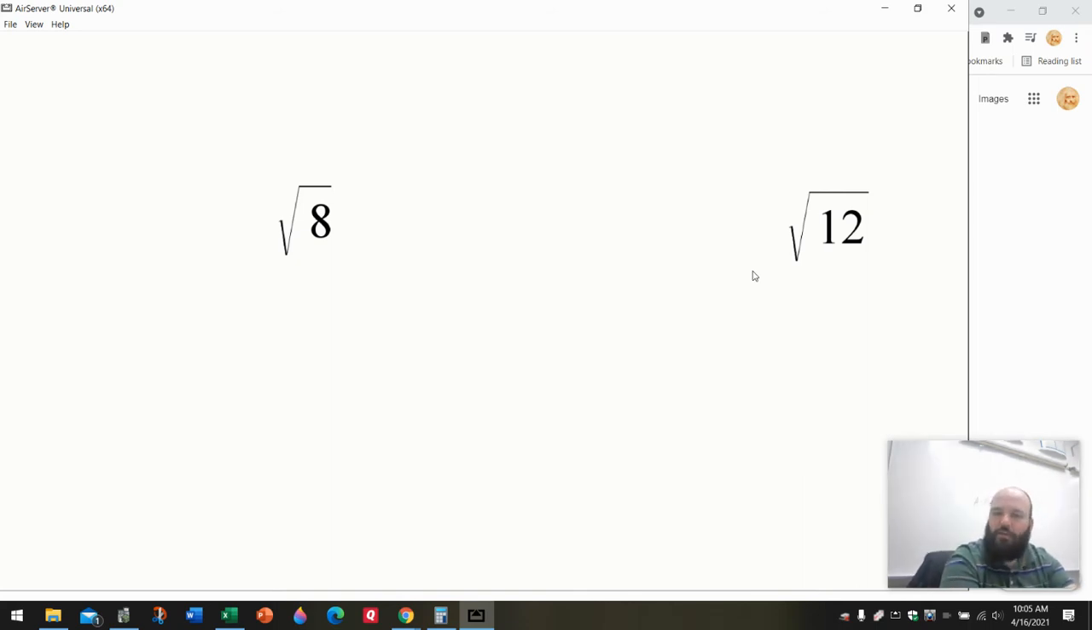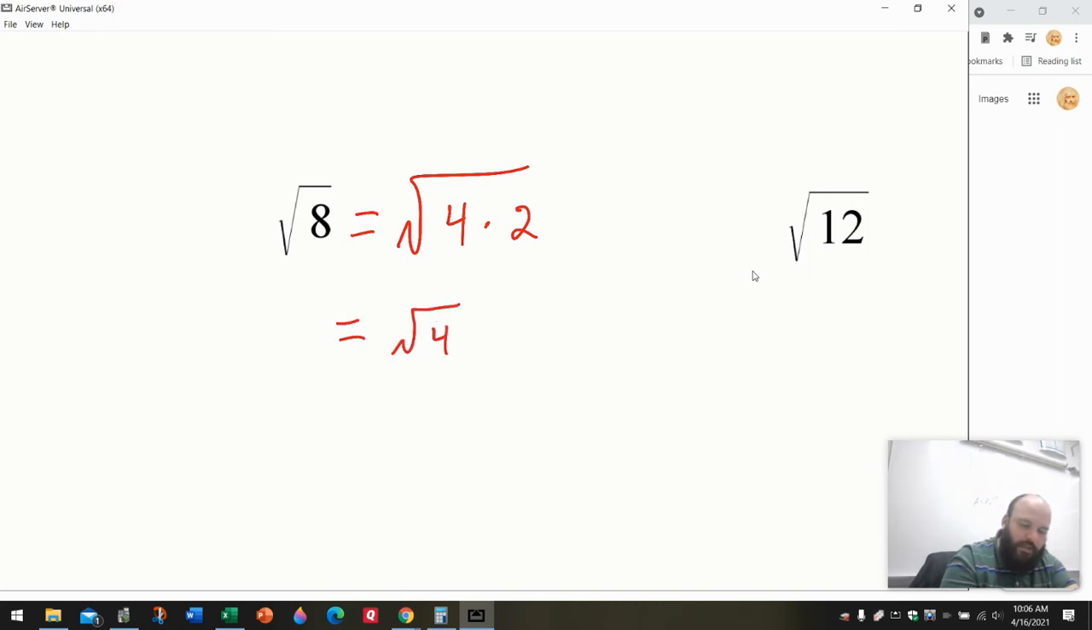Let me show you how to do this first one. You will break up 8 into 4 times 2. The reason we broke up 8 into 4 times 2 is that 4 is a perfect square. Once we have it broken up, we can take the square root of each of the numbers individually. The square root of 4 becomes 2, and the square root of 2 is left alone because 2 is not a perfect square. That is the final, simplest form of this radical expression.